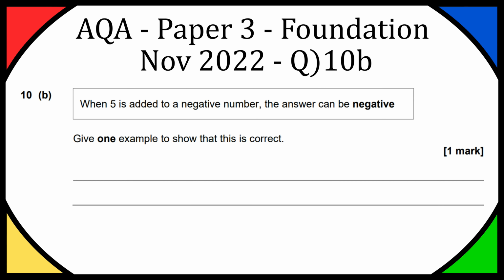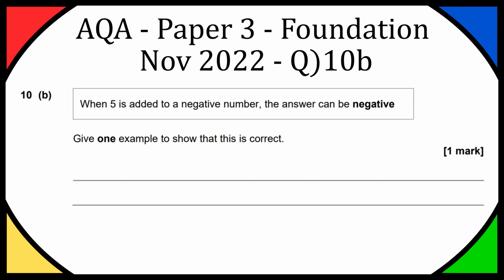Hey everyone, so we have question 10b and it says when 5 is added to a negative number, the answer can be negative. Give one example to show that this is correct, and it's a 1-mark question. So for question 10a, we did a slightly different one where we have to prove that you can add 5 to a negative number and the outcome can be positive. This time we want to make sure that the outcome is negative.